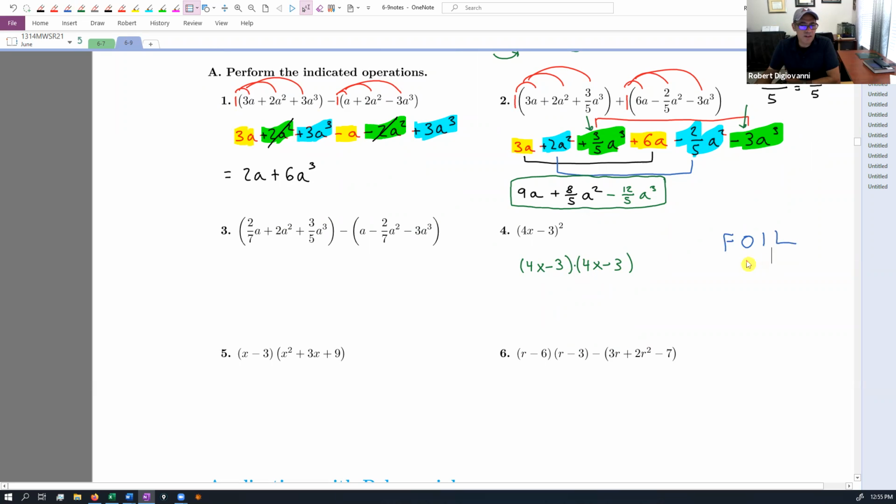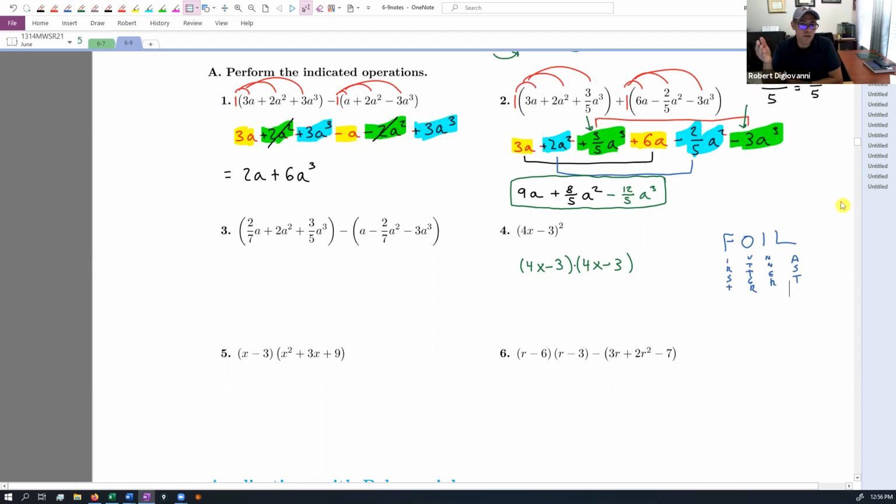So FOIL is this thing that you learn in math classes. It gives you a cute way of remembering how to multiply two terms times two terms. And it stands for first, outer, inner, and last, which is fine. If you like it, okay? And I'm not gonna tell you to not do it.